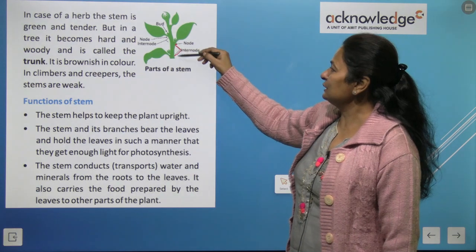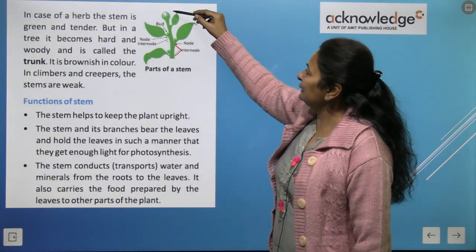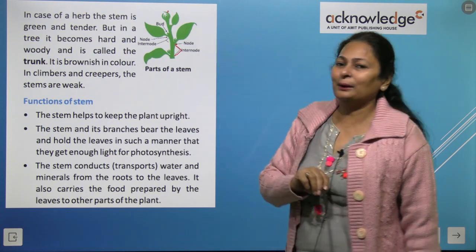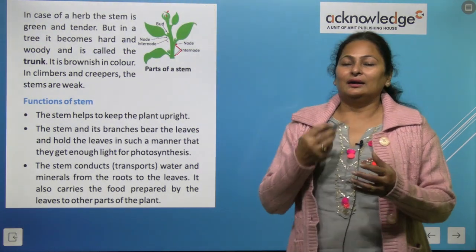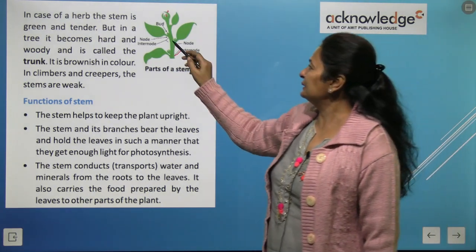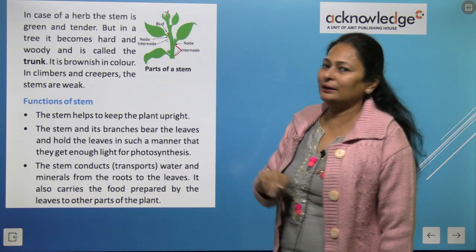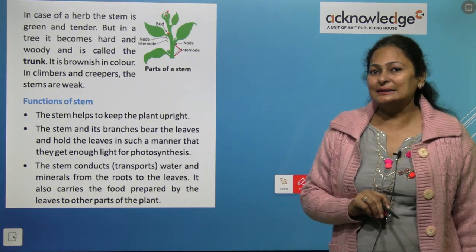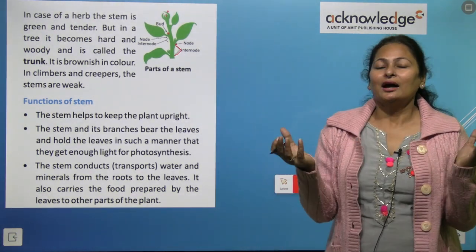The portion between the two nodes is called the internode, and this is called the apical bud. It gives length to the plant, or it grows in height. And again you can see this bud, this is called the axillary bud, right? And from here the branches grow.